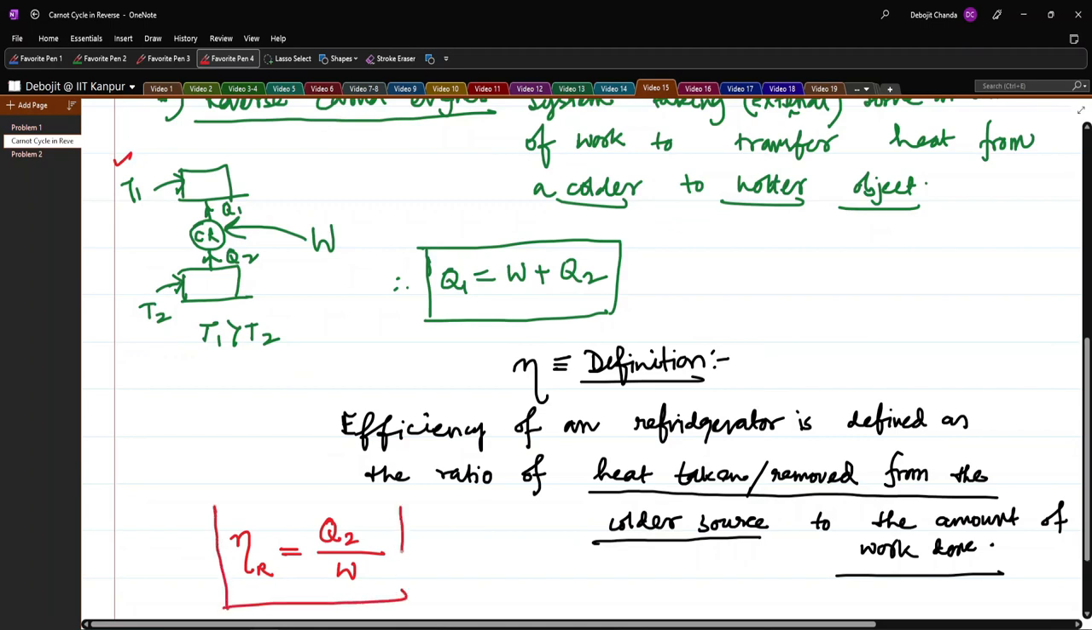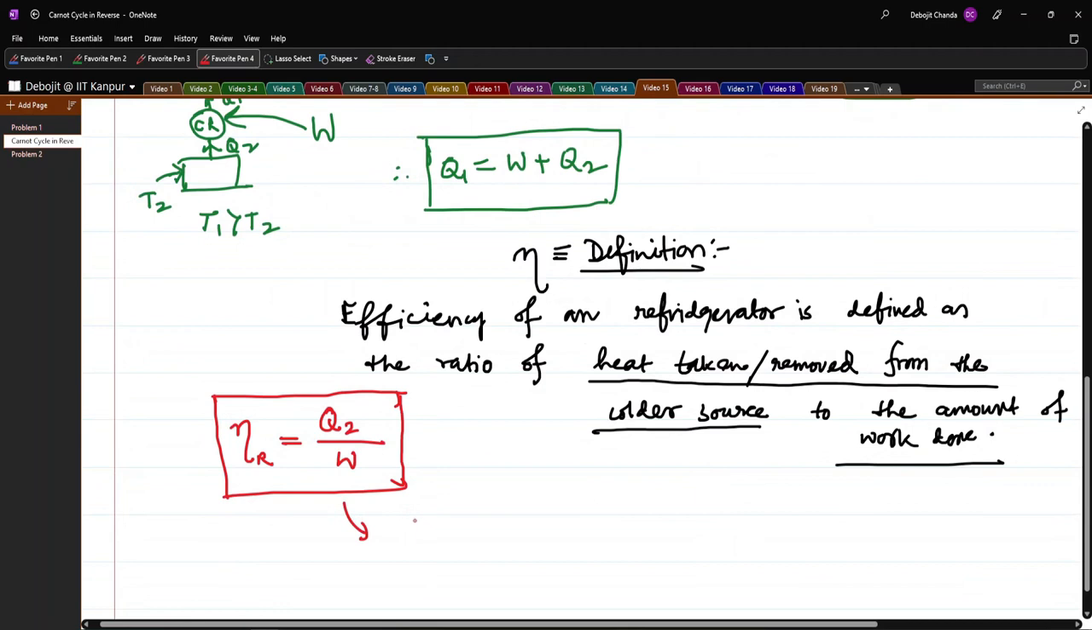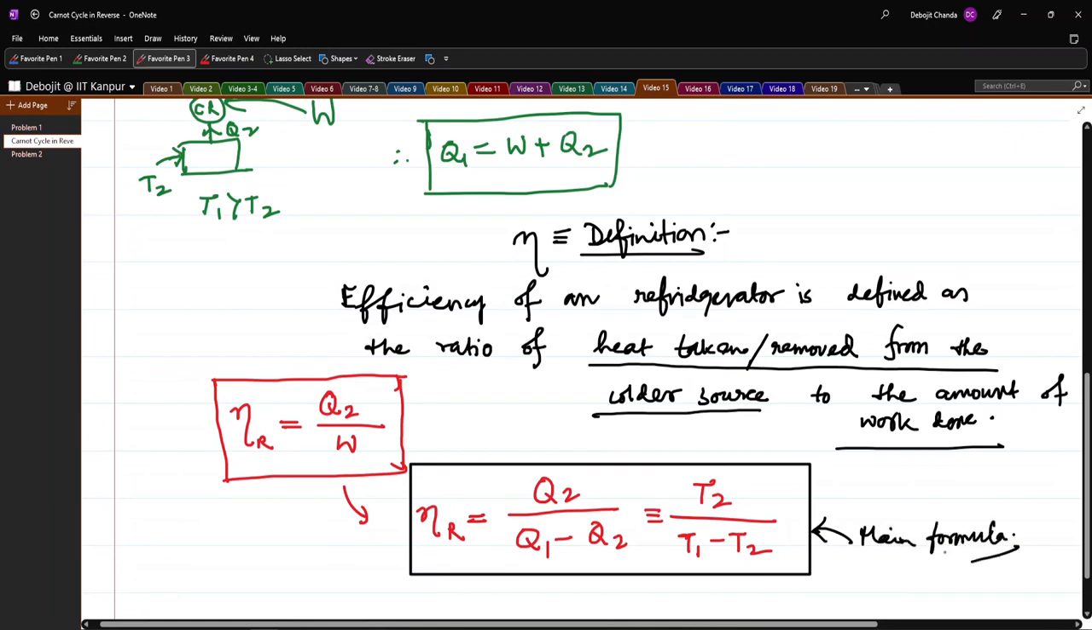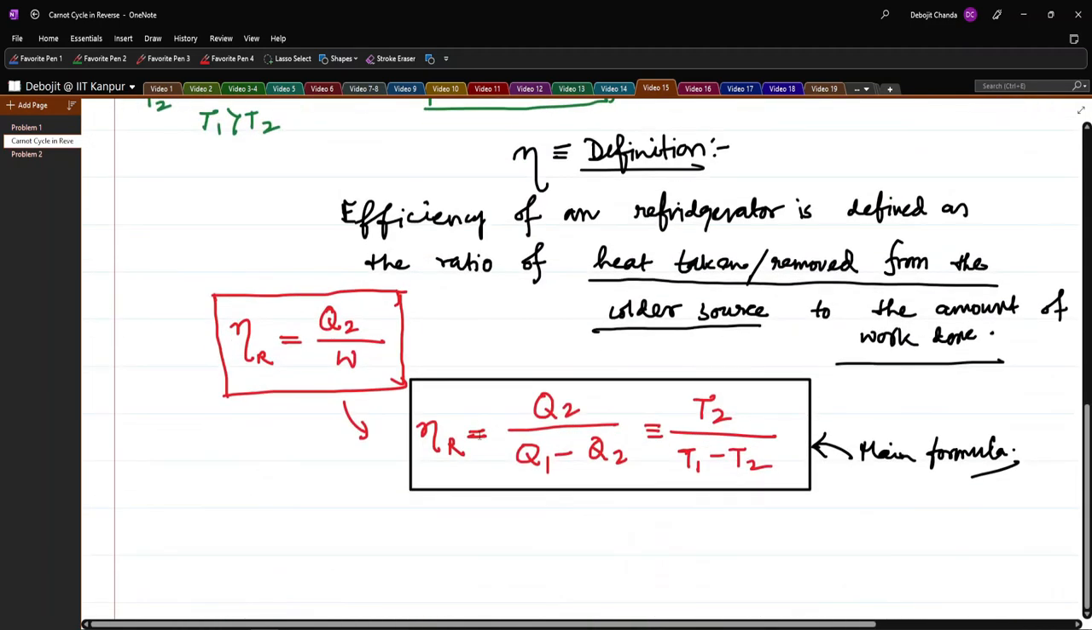So let me put a box around this. And we can simplify this formula as eta R equal to Q2 by Q1 minus Q2. This will be equivalent to T2 by T1 minus T2. So that is the main formula that we are going to need to do problems of a Carnot cycle which is running in reverse, or refrigerators. Okay, so now we are going to use this formula to solve some problems.